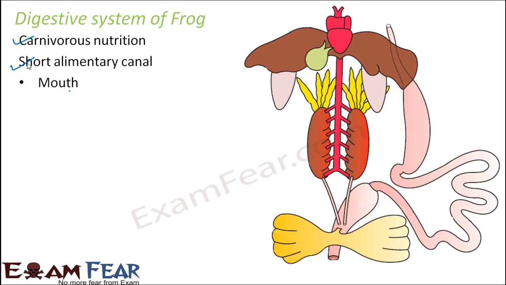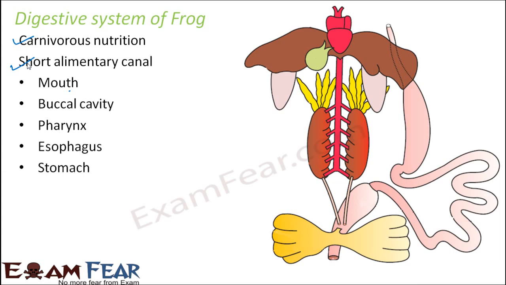So let us look at the different parts which together form the digestive system. Mouth, buccal cavity or the oral cavity, pharynx, esophagus, stomach, intestine and rectum, and finally cloaca. These are the parts which together form the digestive system. I'm sure that some of the names here like mouth, buccal cavity, pharynx, esophagus, stomach, intestine, rectum are known names. We have spoken about all these either in cockroach or in earthworm. Cloaca is a new name here. We will talk about each of these parts one by one.